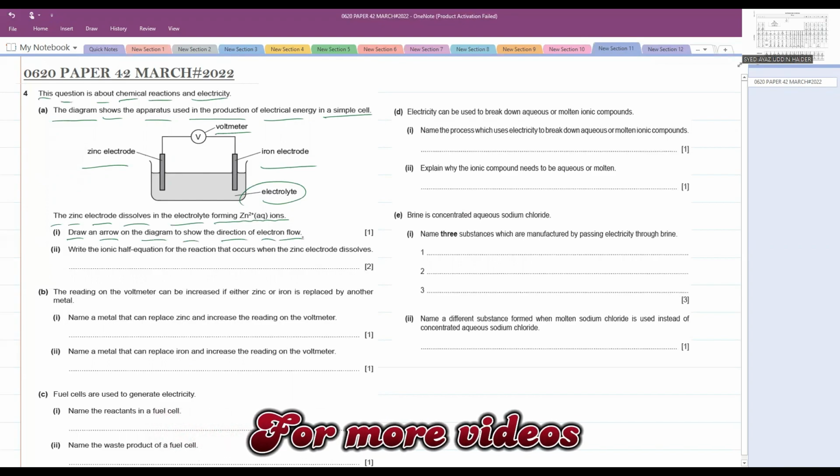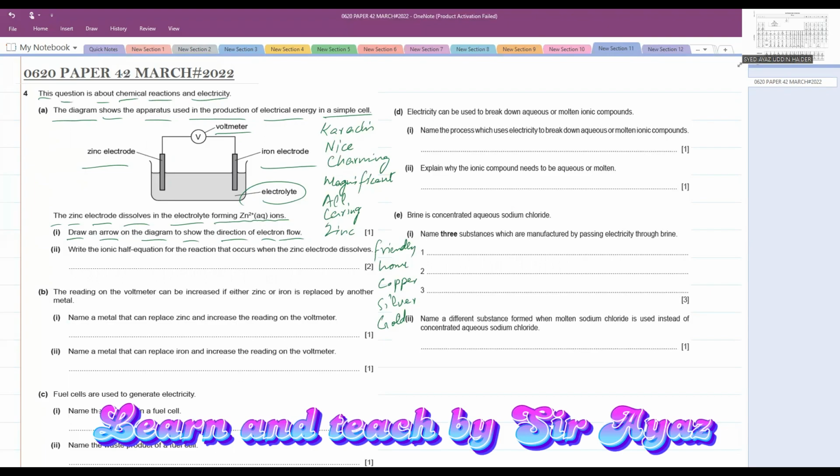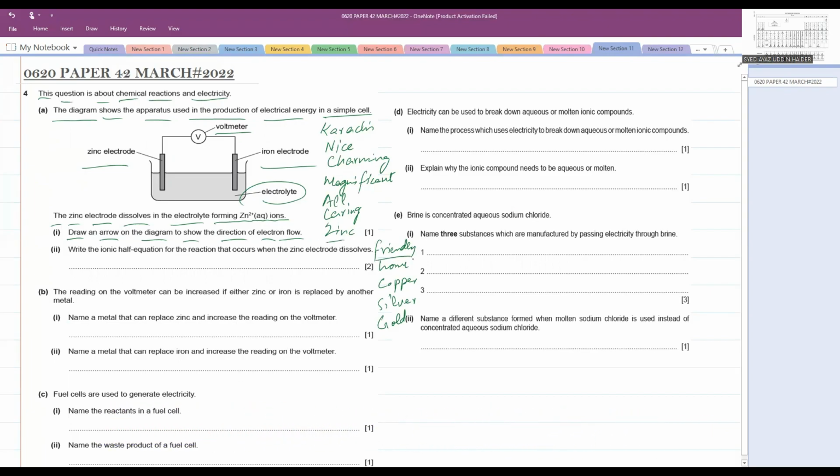So you have to remember the reactivity series. You can remember this with a mnemonic, going down through zinc, iron, copper, silver, gold. So where do you place zinc? The movement of electrons will be from zinc to iron. According to the series, zinc is more reactive than iron. So the flow will be like this.